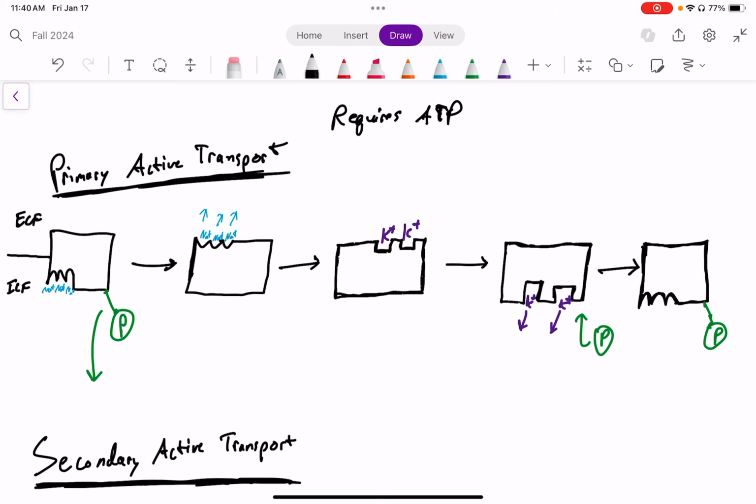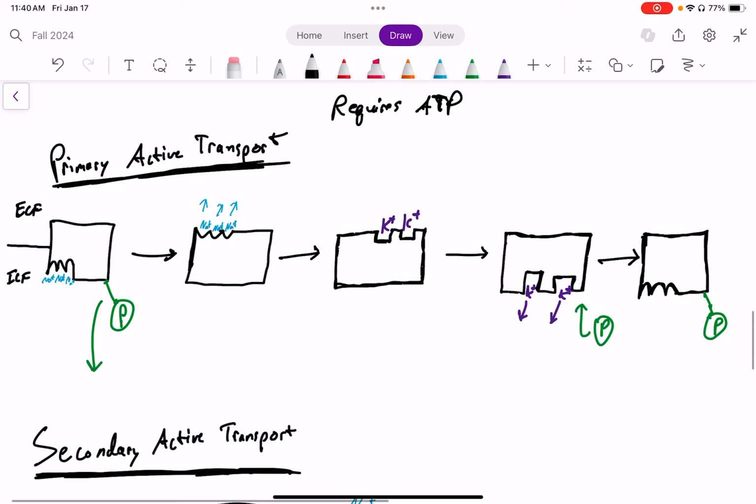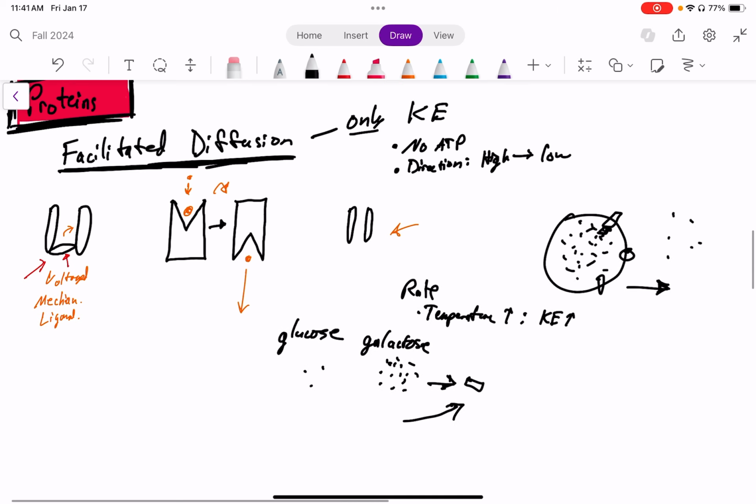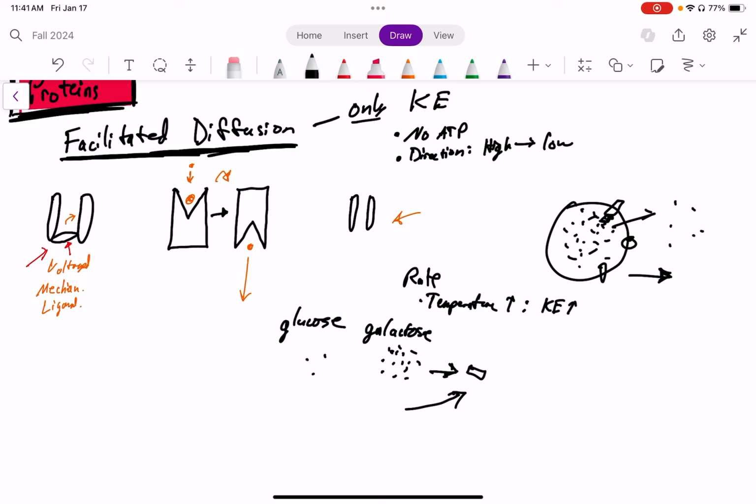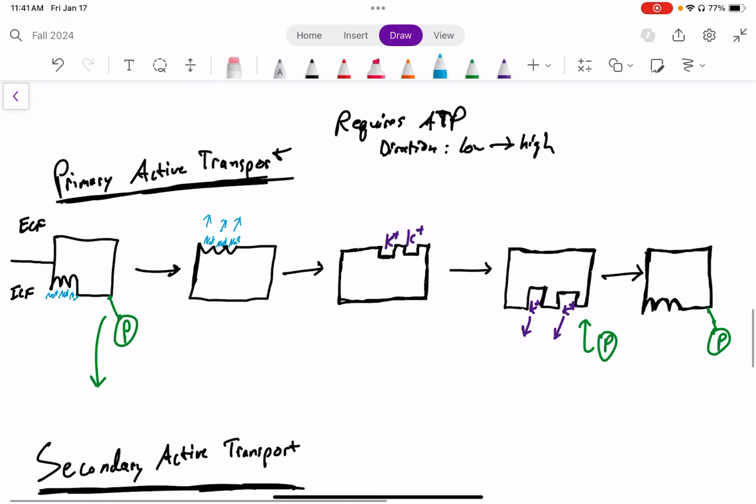And this is because the directionality of primary and secondary active transports is different than facilitated diffusion, where the gradient and the direction has to be, or I guess it doesn't have to be, but typically it is from low to high. And so instead of moving proteins from inside the cell to outside the cell when there's more inside the cell, active transport would move these particles from outside the cell into the cell, even when that's not its natural concentration gradient. And because of this directionality, it requires the use of ATP.